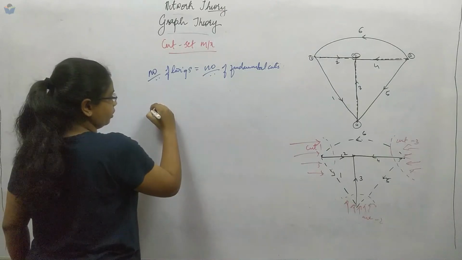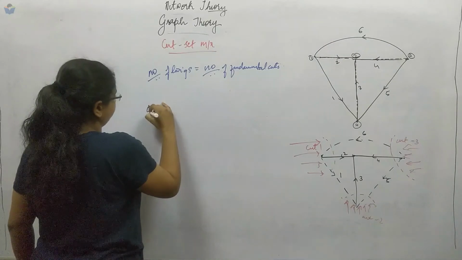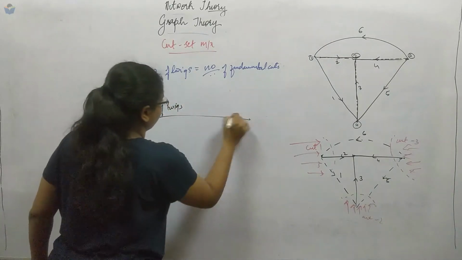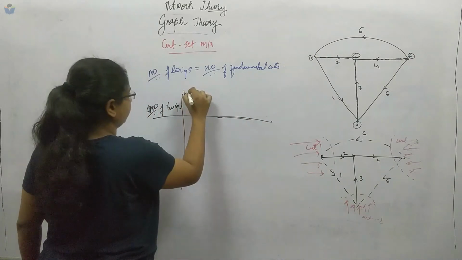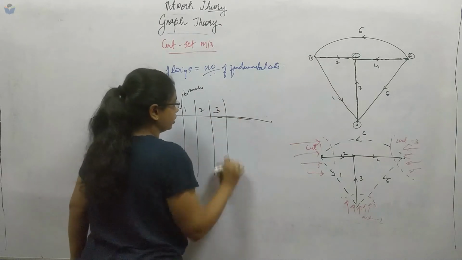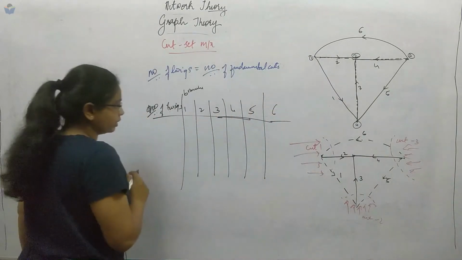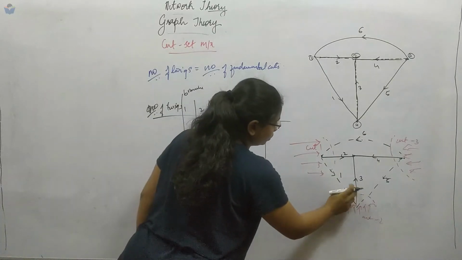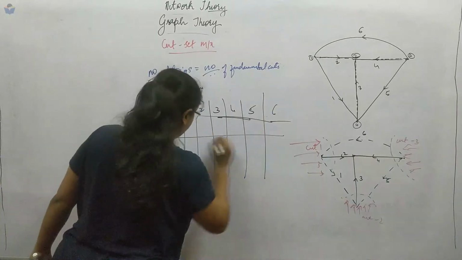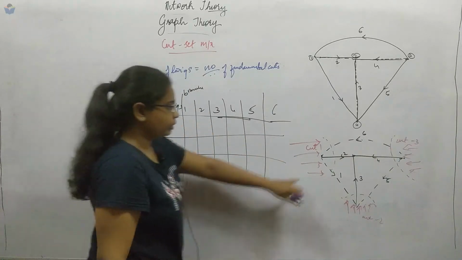Here we have got how many cuts? So we will take it as number of twigs, and here we will take branches. Branches we know 1, 2, 3, 4, 5 and 6 branches are there. Count the twigs 2, 3 and 4. Okay, 2, 3 and 4. These are the twigs.